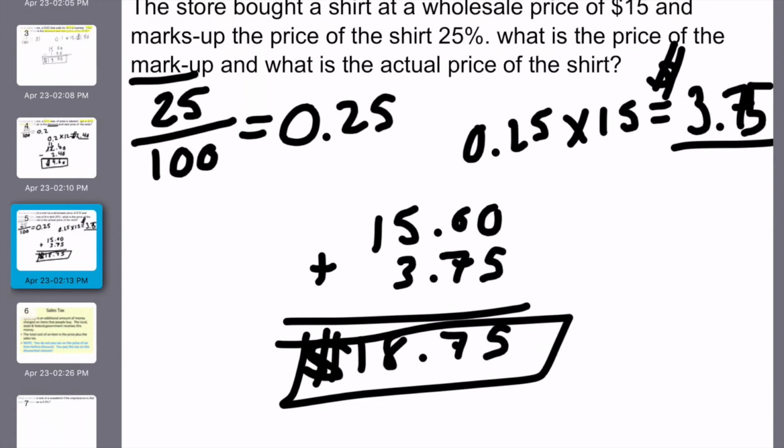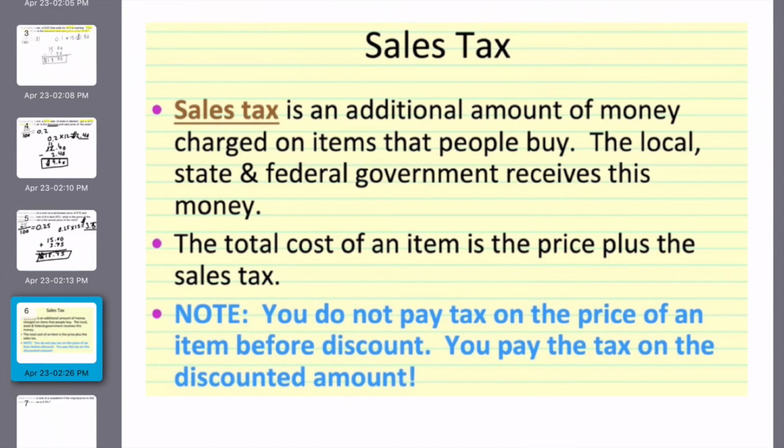Okay, so now let's get into sales tax for a moment. Sales tax is the additional amount of money charged on items that people buy. The local, state, and federal government receives this kind of money in order to do things for the public, like build new roads, or even pay for part of your public education. The total cost of an item is the price plus the sales tax, and I want you to know that you do not pay tax on the price of the item before it's discounted.